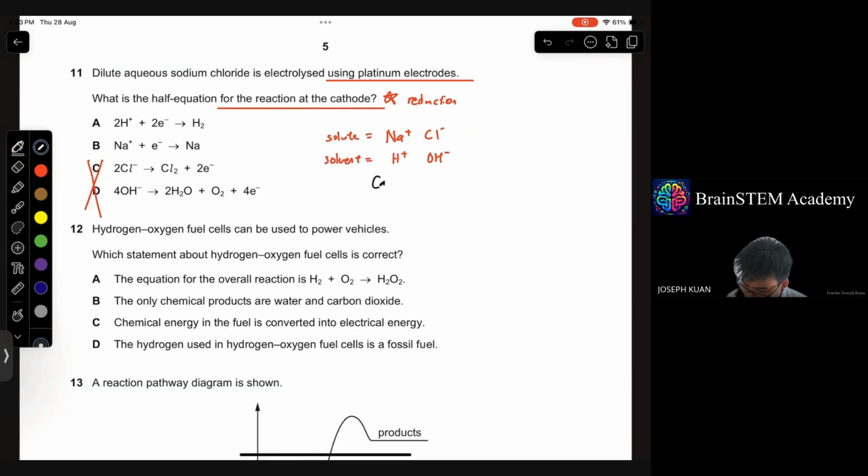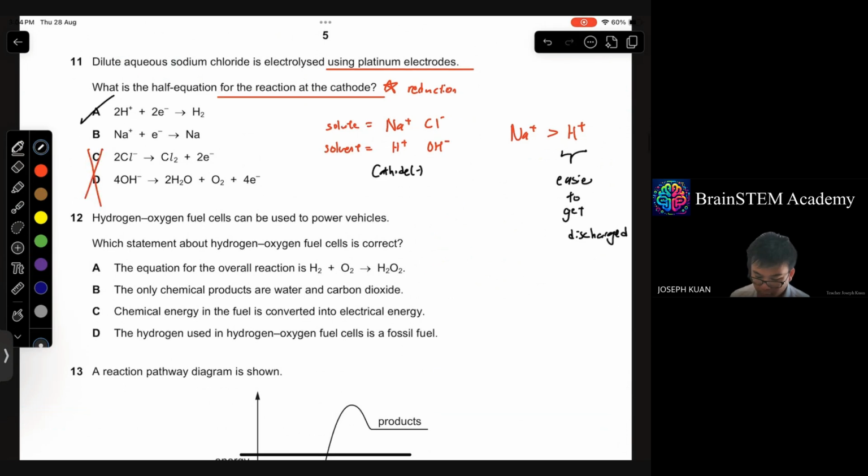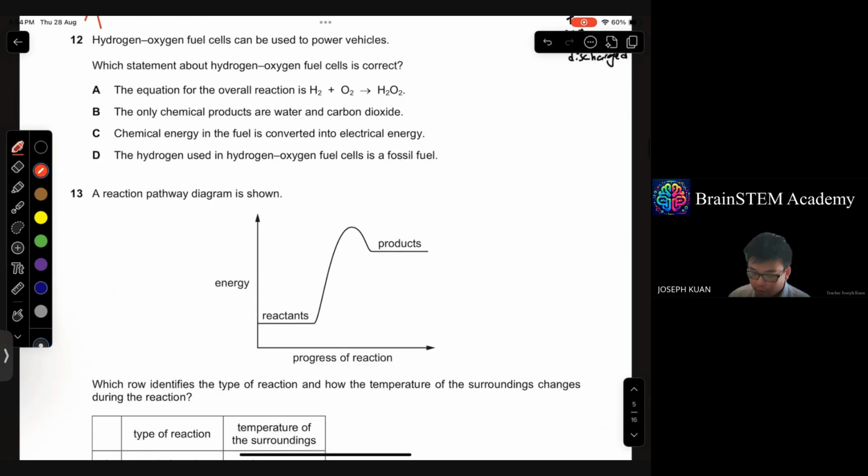Now, the cathode being a negative terminal attracts the positive ions. So only one of them will get discharged. In this case, it will be our hydrogen that gets discharged, because sodium is more reactive than hydrogen. Or should I say, hydrogen is easier to get discharged compared to sodium. That's why we get hydrogen, not sodium. Next question.